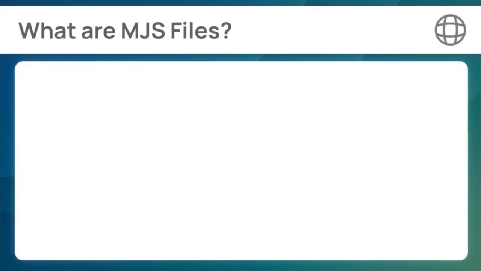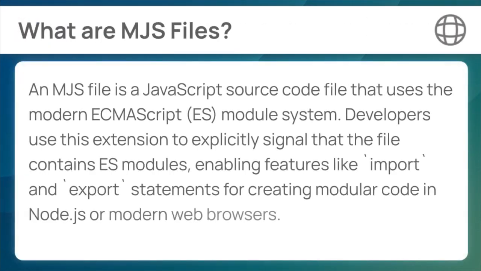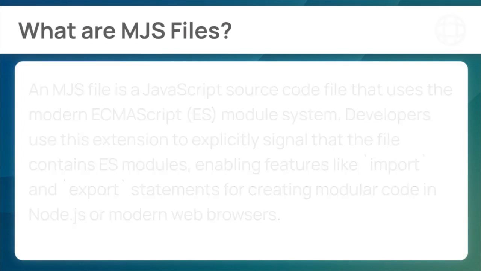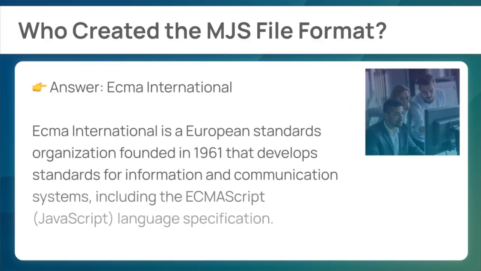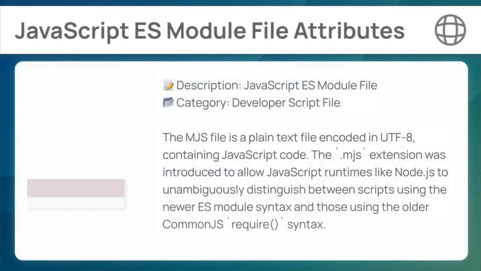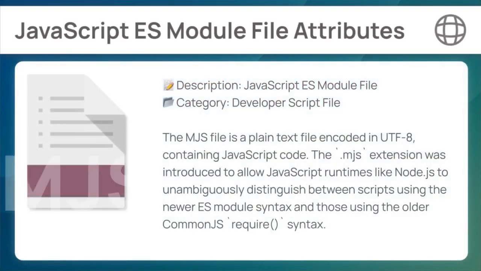An MJS file is a JavaScript source code file that uses the modern ECMAScript ES module system. Developers use this extension to explicitly signal that the file contains ES modules, enabling features like import and export statements for creating modular code in Node.js or modern web browsers. The MJS file is a plain text file encoded in UTF-8, containing JavaScript code.